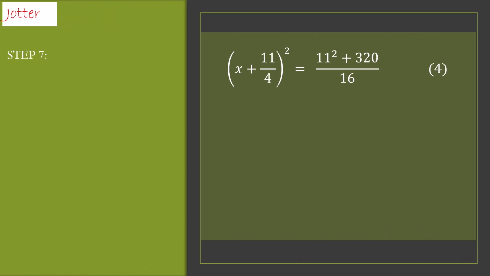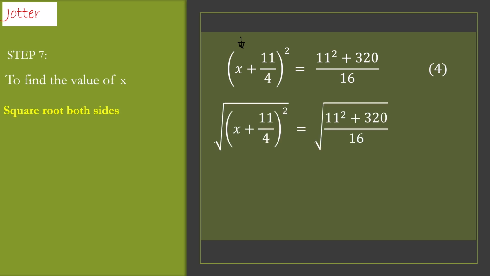In step 7, we want to find x. But this x is inside a bracket that has power of 2. So in order to be able to take this x out of this bracket, we need to find the square root of the left hand side. And once we find the square root of the left hand side, we are going to find the square root of the right hand side as well. And so we have here the square root of the left hand side and the square root of the right hand side.